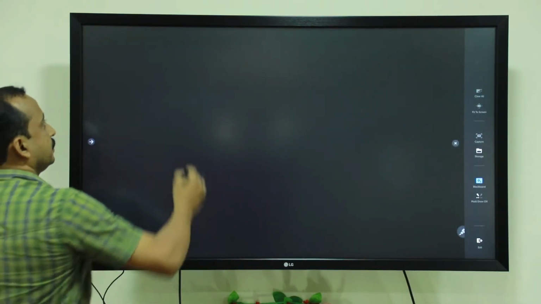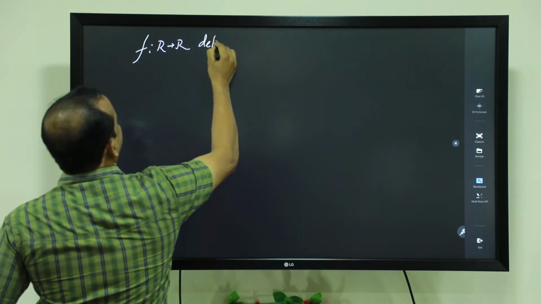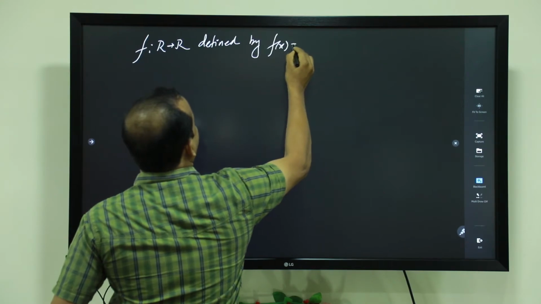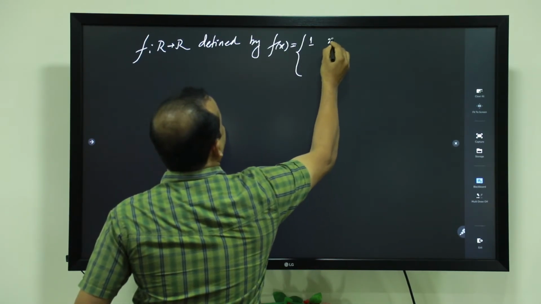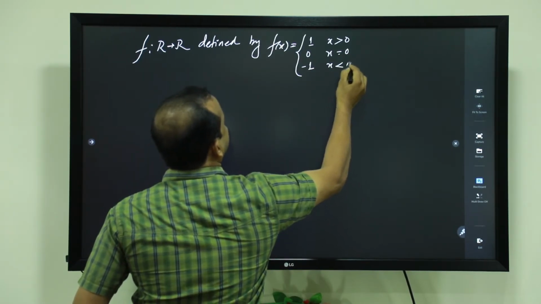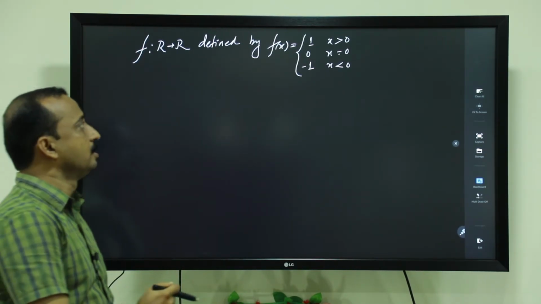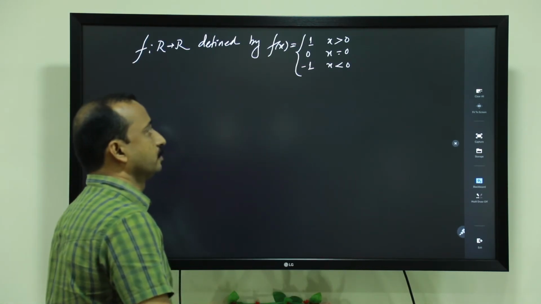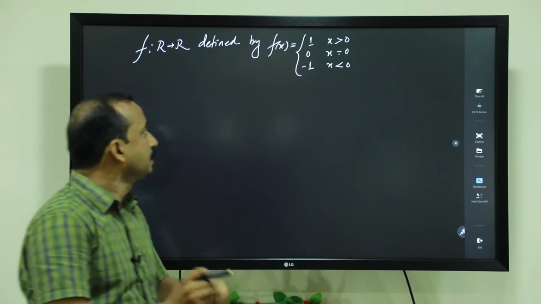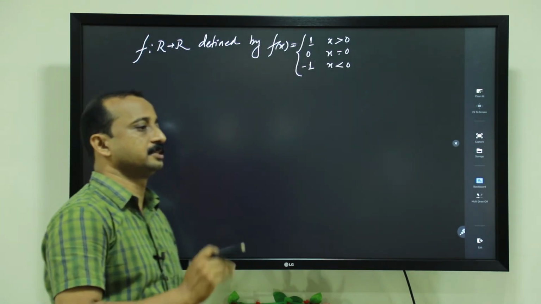Now let us write one more problem. A function f from R to R defined by f of x is equal to 1 for x greater than 0, 0 for x equal to 0, and minus 1 for x less than 0 is neither one-one nor onto.